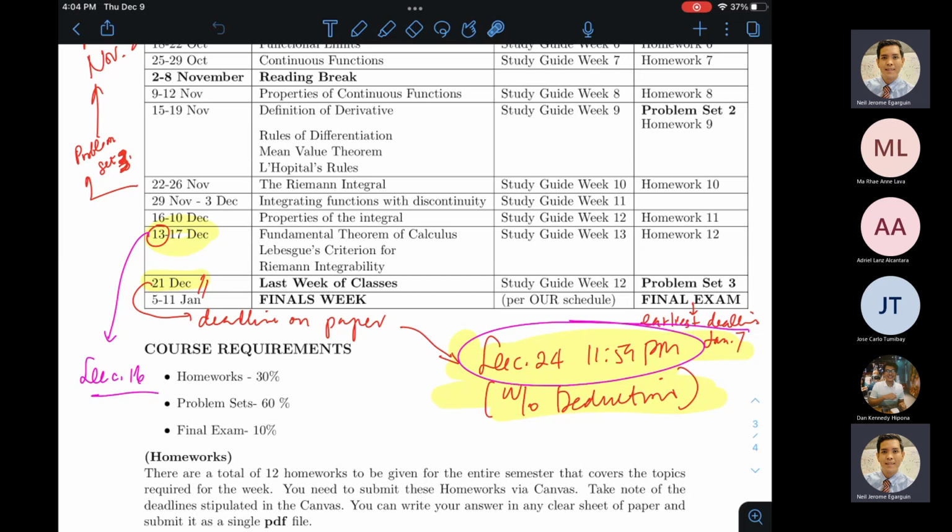Nag-promise nga ba ako na ibibigay ko siya earlier than or before we go to the Christmas break? Para kung gusto nyo talagang tapusin yung 155 before January, so posible. Hindi ko matandaan kung pinramis ko yun sa inyo or hindi. But just let me know if you want to do it that way. I can give it by December 21, probably. And then it will go live on Canvas. You can submit anytime during the break until the deadline, which is January 7 at the earliest. And at the latest, dun siya papasok sa last schedule ng final exam for Math 155.